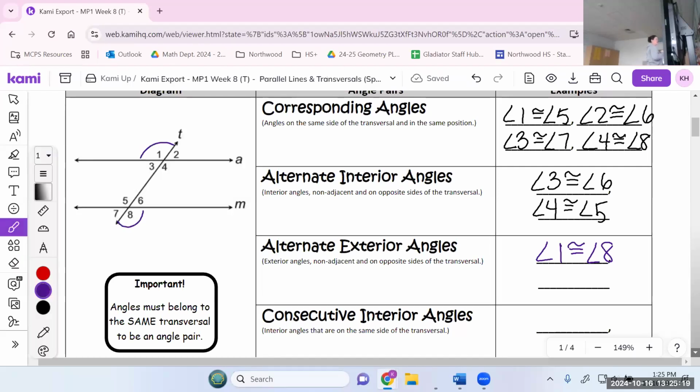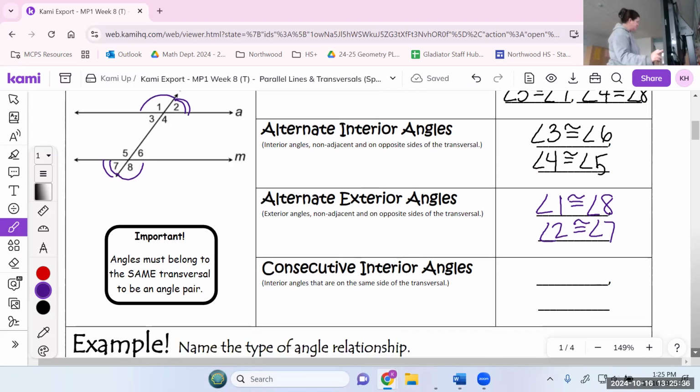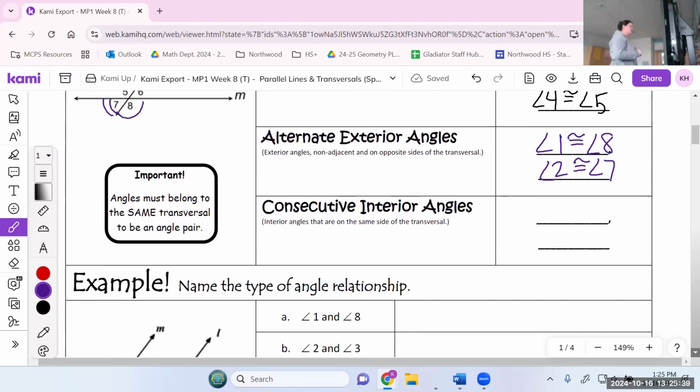So angle 8 and angle 1, angle 7, see I make 2 marks on that, versus angle 2. Those are going to be the congruent because they're alternate exterior angles, right? Alternate exterior.